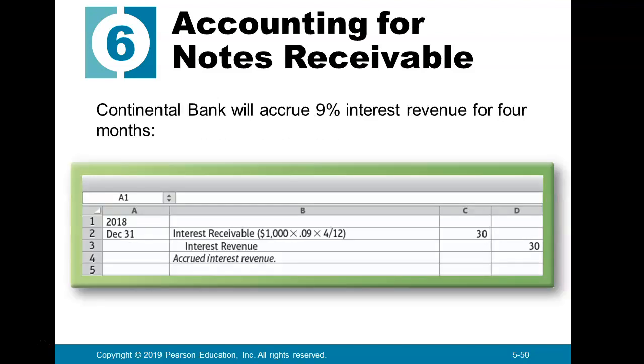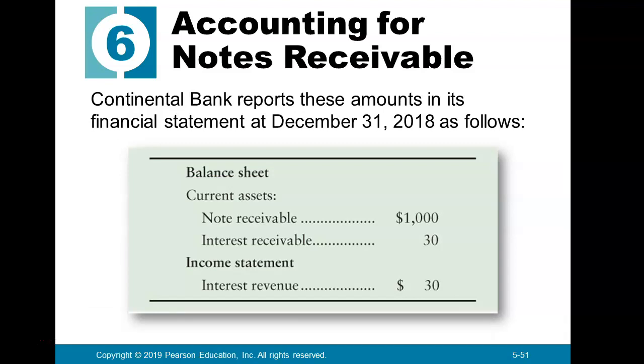And then here is the recording of the interest, and it's simple interest. The principal times the rate times the time. And you see here 4/12 of the year means that's only 1/4 possibly of the year, or 3 months. And then here is the transaction.